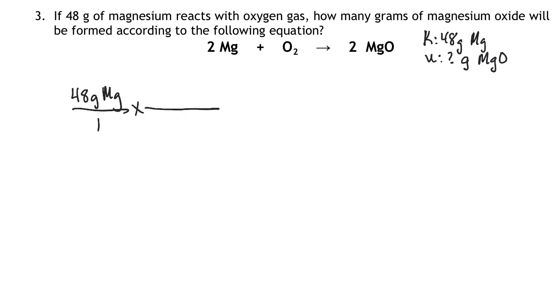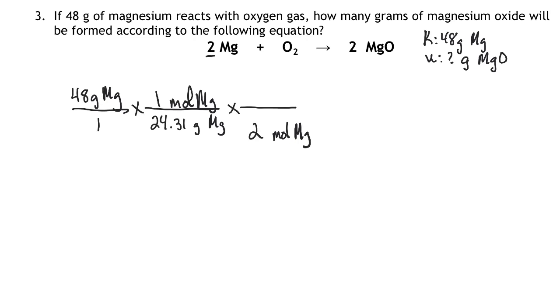Magnesium, the G stands for grams. I grab my periodic table and look it up, and magnesium is 24.31 grams of magnesium per 1 mole of magnesium, because I just got it off the periodic table. So if I have 1 mole of magnesium on the top, I'm going to need to have moles of magnesium on the bottom. I go to my equation, and I see that there are 2 moles of magnesium needed for this chemical reaction. So 2.